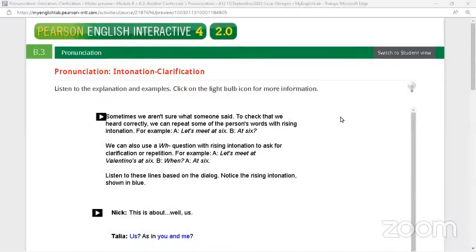Now, this is different. Intonation, clarification. Let's listen to the explanation and examples.